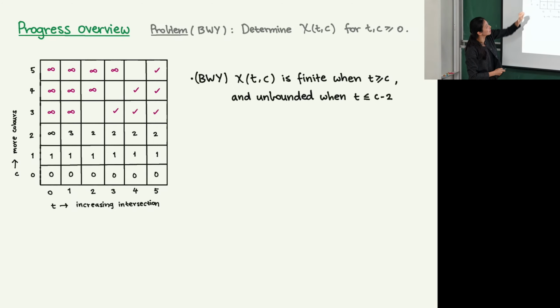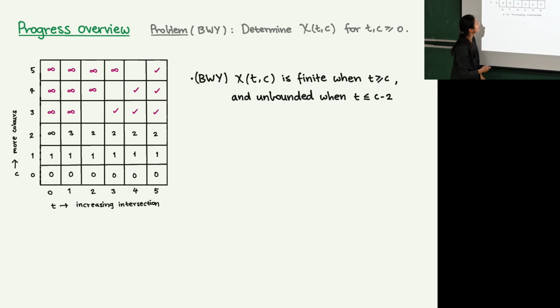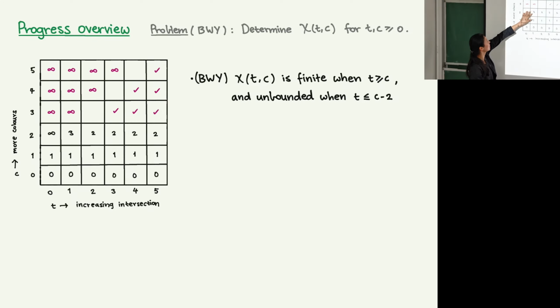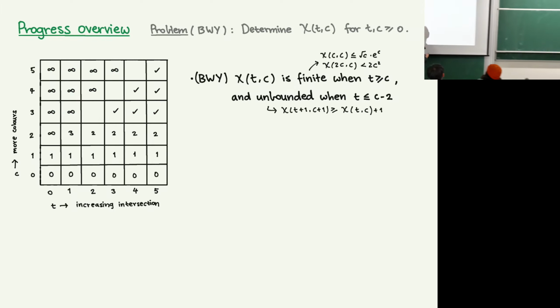And now the first thing that Blais, Weinstein, and Yoshida showed was that chi_{t,c} is finite when t is at least c. So I'm using these ticks to just indicate finiteness. And it's unbounded when t is at most c minus 2. So I get these extra infinities above that. I'll say just a tiny bit about how these were shown.